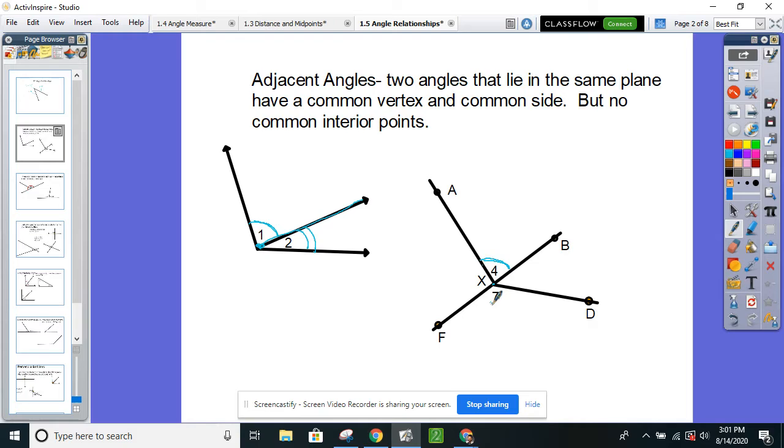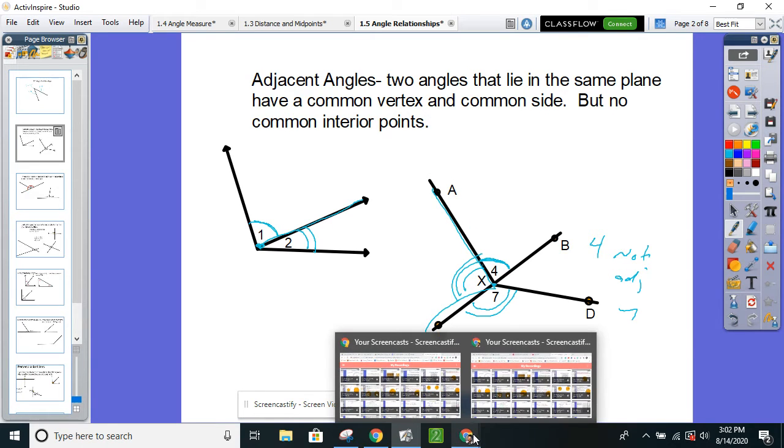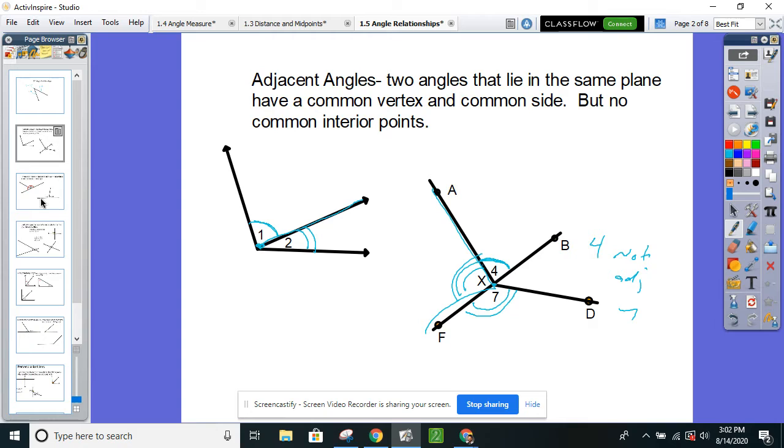This angle right here, angle 4, is not adjacent to 7. These are not adjacent. Why not? Because the only thing they share is this vertex. They don't share a side. They only share the vertex. So that's very important. They have to be right next to each other. Now, angle 4 right here is adjacent to angle AXF. Okay, so that we can say. All right, so that's adjacentness.